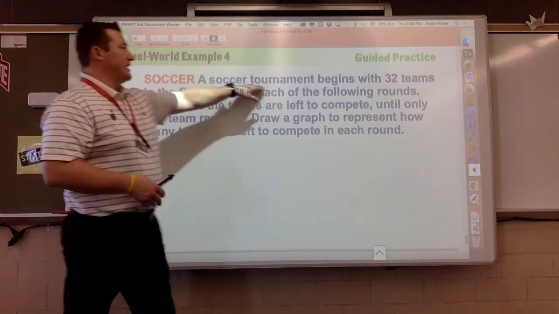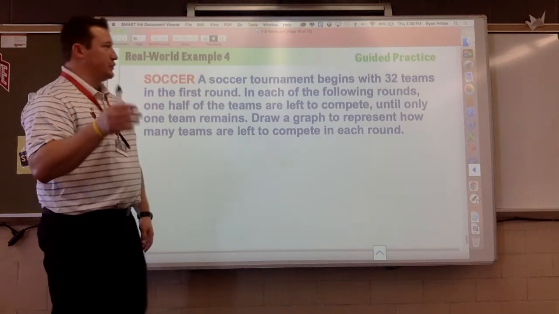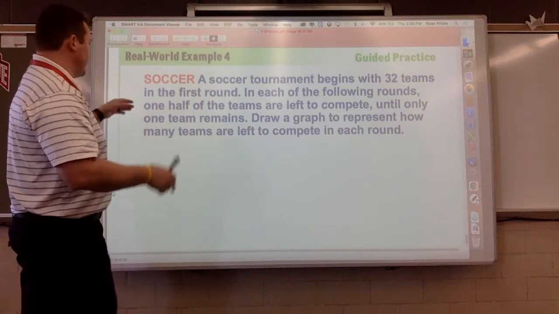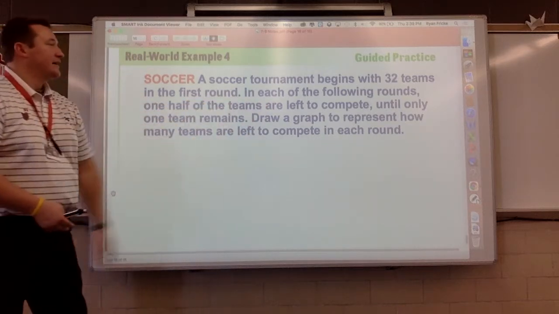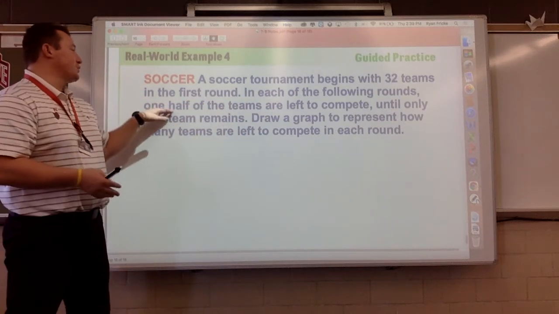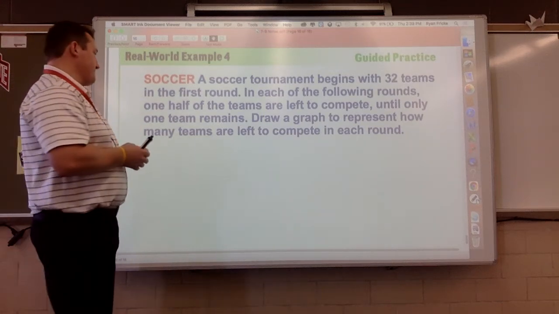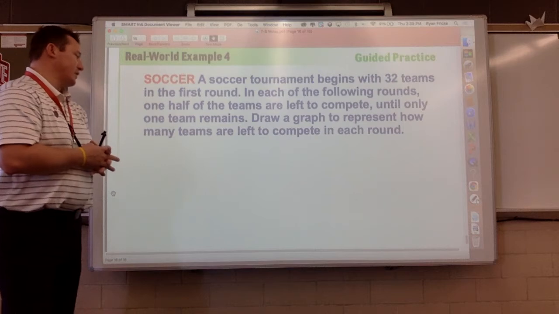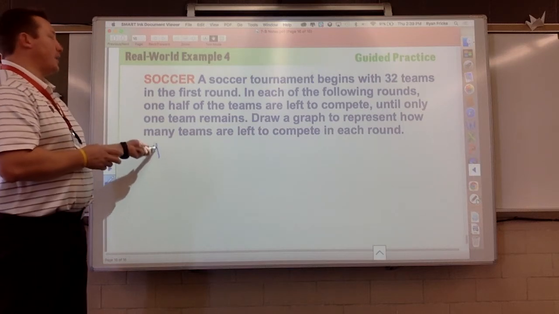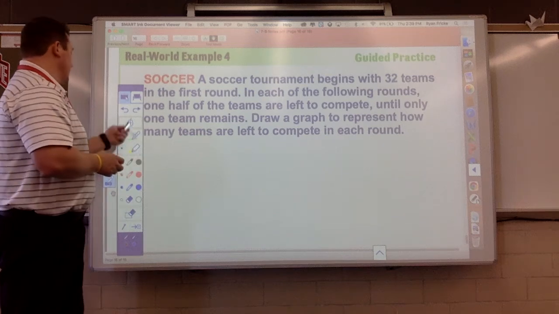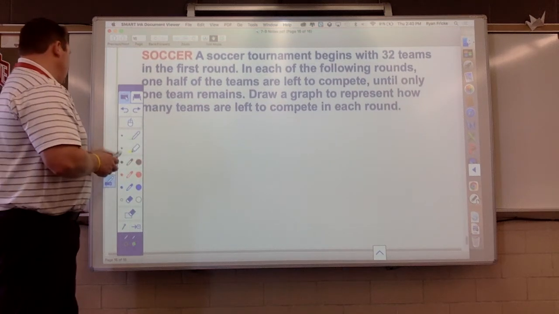A soccer tournament begins with 32 teams. I was going to say themes. That doesn't make any sense. In the first round. In each of the following rounds, one half of the teams are left to compete. Okay? Until only one team remains. Draw a graph to represent. Okay, I don't want to draw a graph, guys. I want to write the equation for this. Okay? All right.